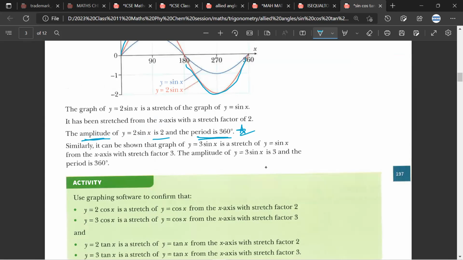So similarly, if we were given y is equal to 3 sin x, the stretch would be thrice. It would have stretched 3 times. But the period would have remained 360 degrees. It would have taken 360 degrees to complete the cycle. Is it making sense?